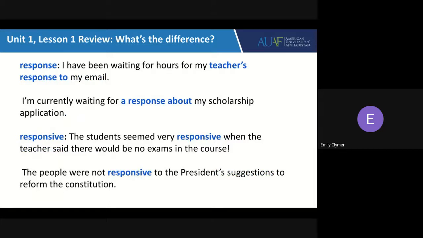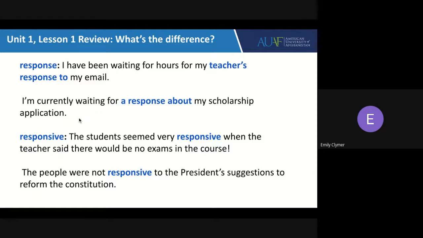And just to cover response and responsive, so again, I have been waiting for hours for my teacher's response to my email. Response as a noun is often followed by the preposition to, but we can also see the preposition about being used with this noun as well. I'm currently waiting for a response about my scholarship application.